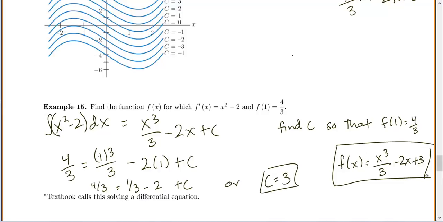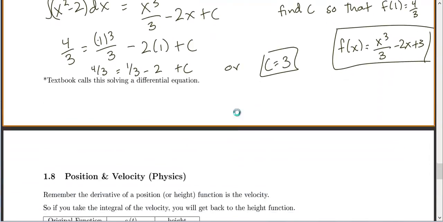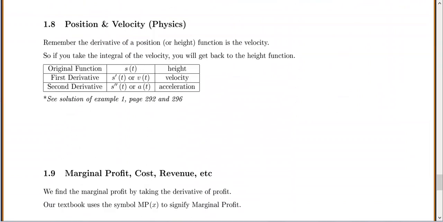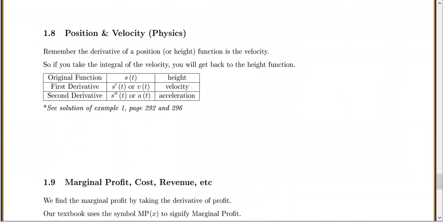So usually we'll just do a plus c at the end, but if they give us a value on the original function, we can go through and actually figure out what c is. Our textbook calls this solving a differential equation, because we started with an equation that involved our derivative. That's why it's called a differential equation. So, almost done.